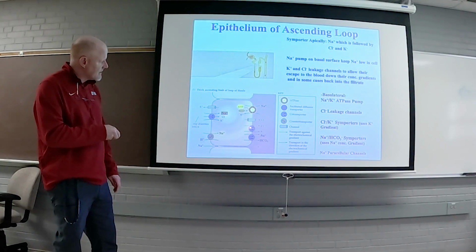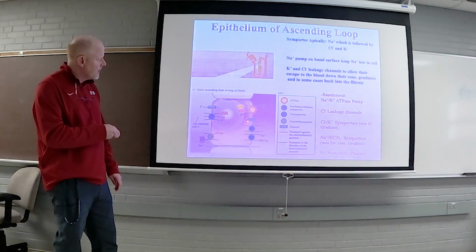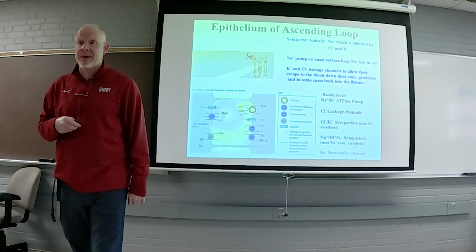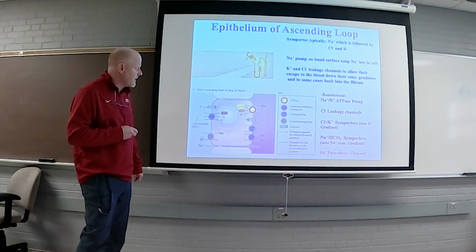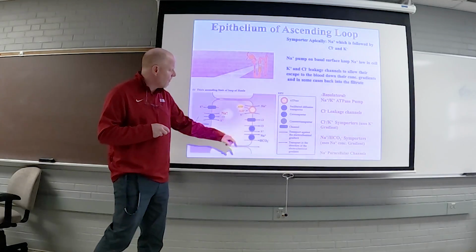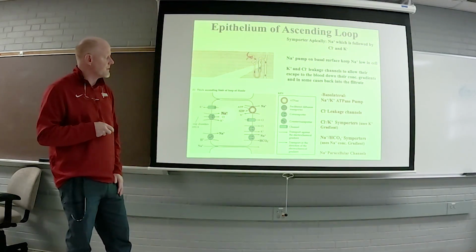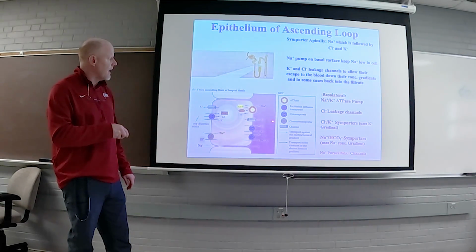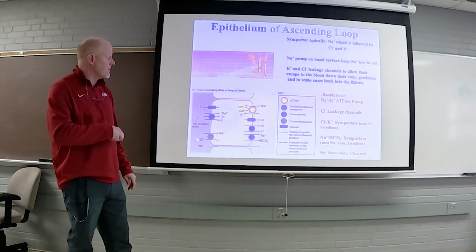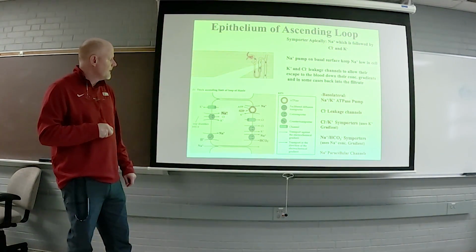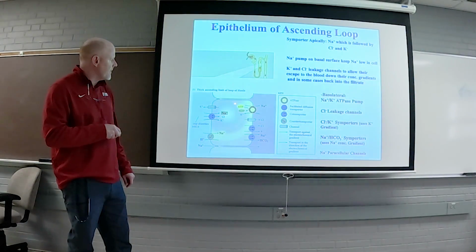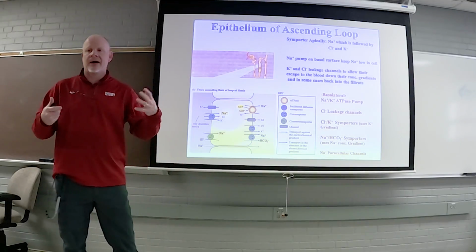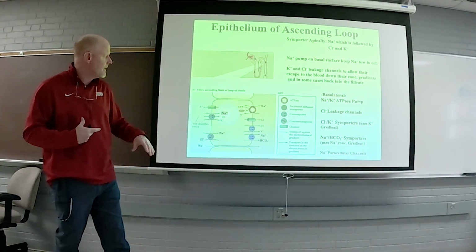There's also a potassium chloride symporter here, and this is that cystic fibrosis transmembrane regulator protein that we've talked about multiple times that allows chloride to escape into the interstitial space, bringing sodium and chloride into the medulla, into the medullary tissues. As we move into the thick limb, this pump is really what drives our multiplier. Lots of pumps, lots of ATP.